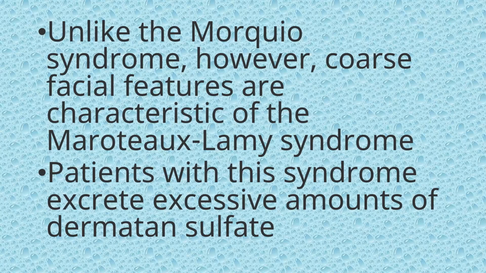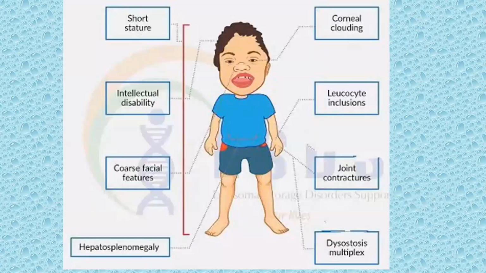Keep this in mind. Know which of the conditions excrete more from one of the four components, whether dermatan sulfate or whether any of the other forms. This is what these patients have. They have a short stature, they have intellectual disability, they have coarse facial features, they have hepatosplenomegaly, they have corneal clouding and some become blind, they have leukocyte inclusions, joint contractures, and dysostosis multiplex.